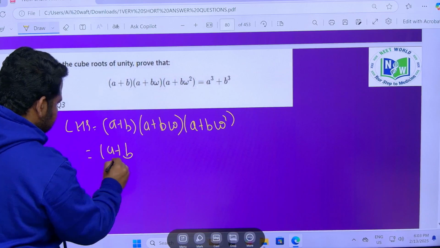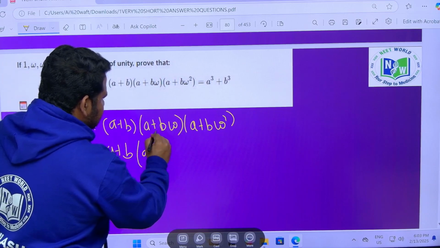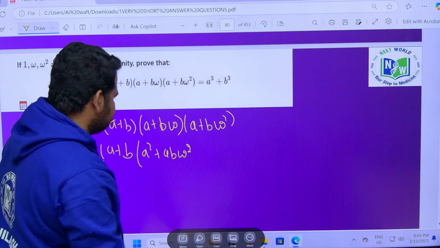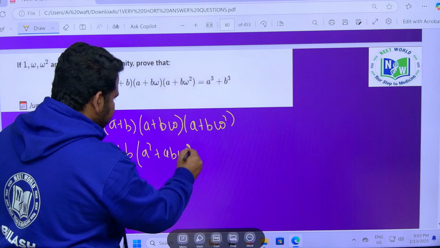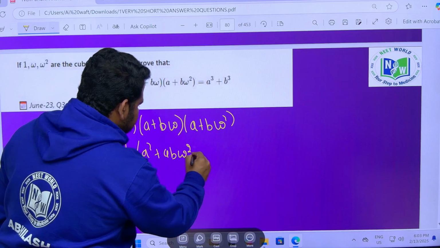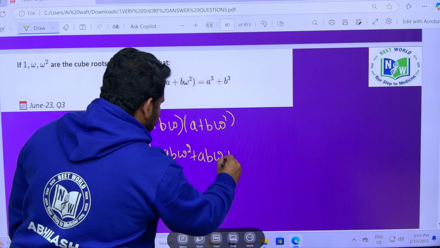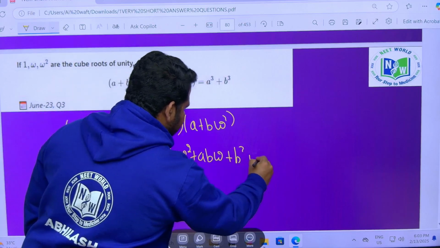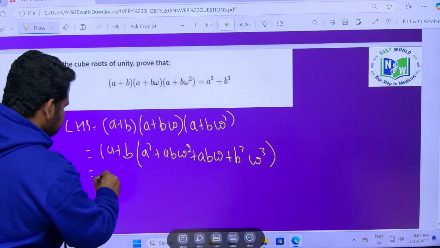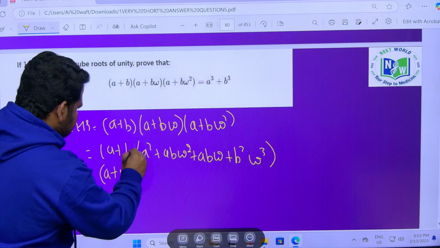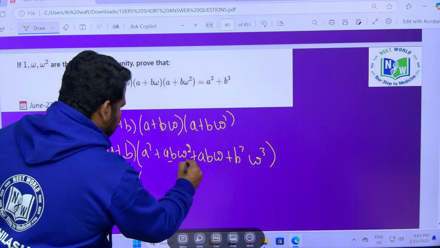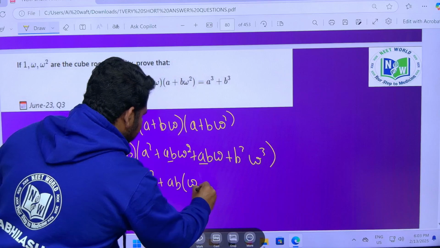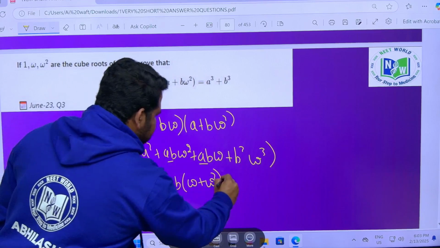LHS is equal to A plus B into A square plus AB omega square. A into A is A square, plus AB omega square. Okay. Next B omega I have to multiply. B omega into A is plus AB omega. Next is B square, this into this gives B square omega cube. Now A plus B into, in this AB I can take common. So A square plus AB into omega plus omega square, plus B square omega cube.